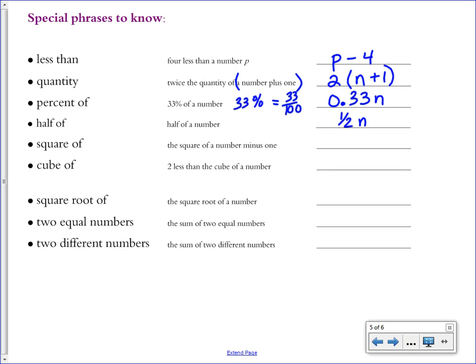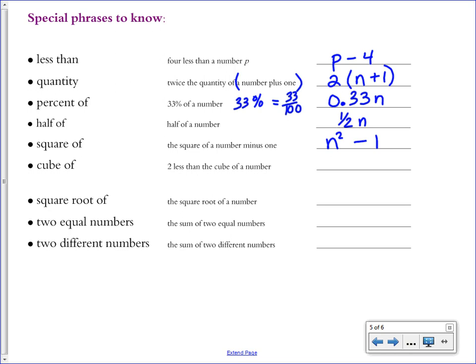Square of. So square is like x squared. It's x with a 2 above it, or 5 squared, which means 5 times 5, right? So if you're asked to write the square of a number, it doesn't tell you what variable to use. I'll keep using n. The square of a number is written as n with a little 2 written as a superscript, and you would read that as n squared. And this one says the square of a number minus 1. And it doesn't say of quantity, so I'm not putting parentheses around the n minus 1. I'm squaring the n, and then I am subtracting 1.